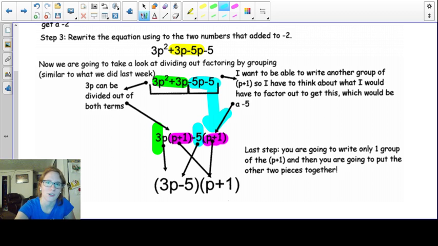So my answer turns into a combination of the two I just found and one copy of the thing that I copied over.